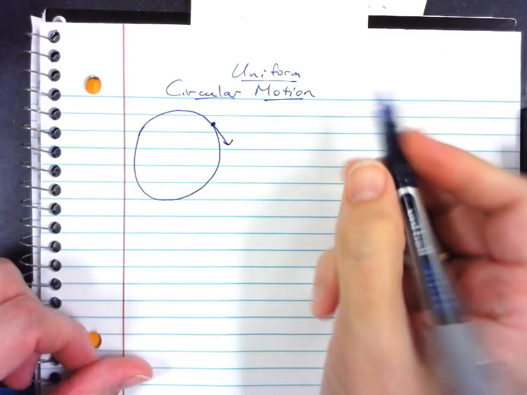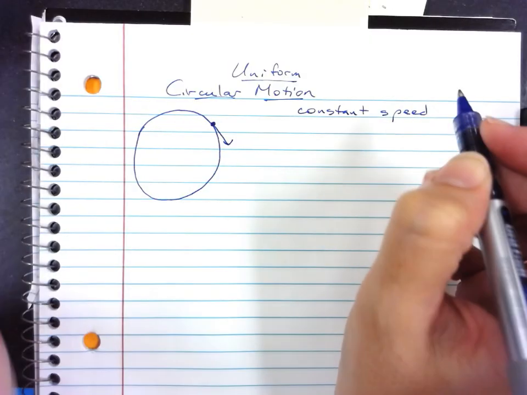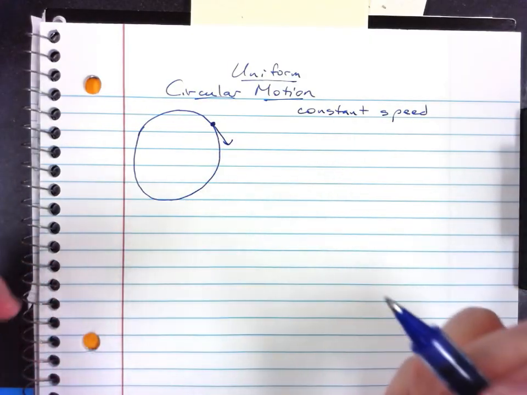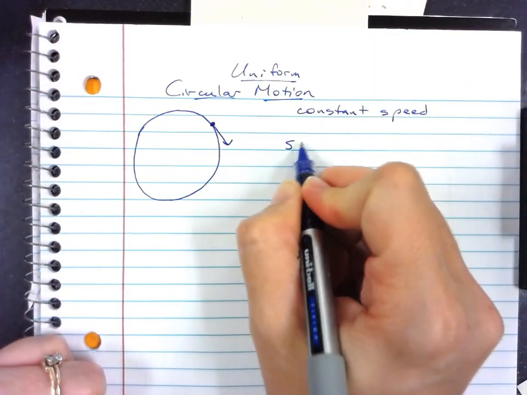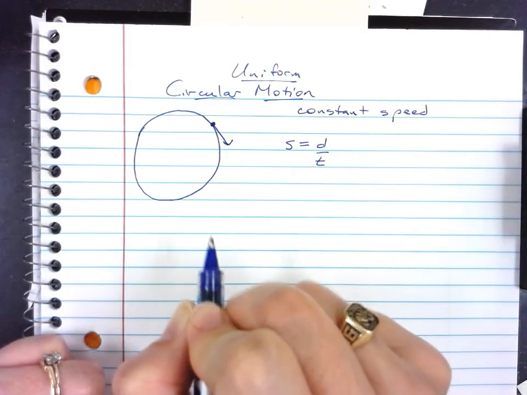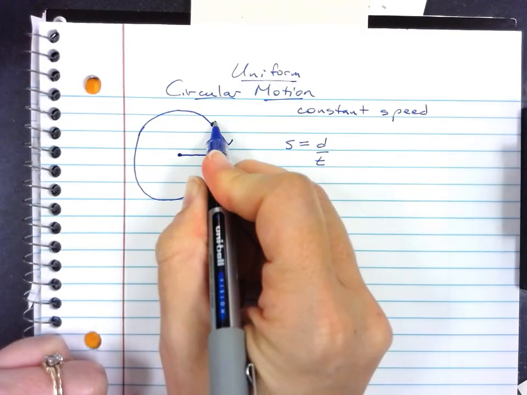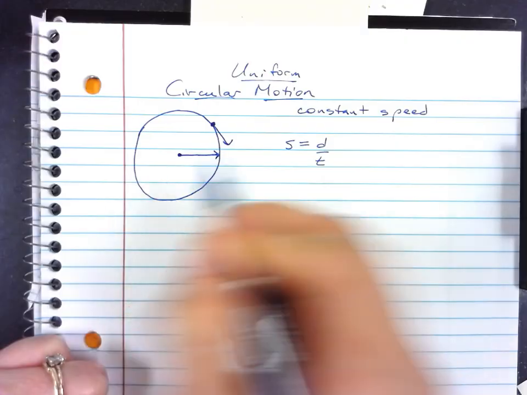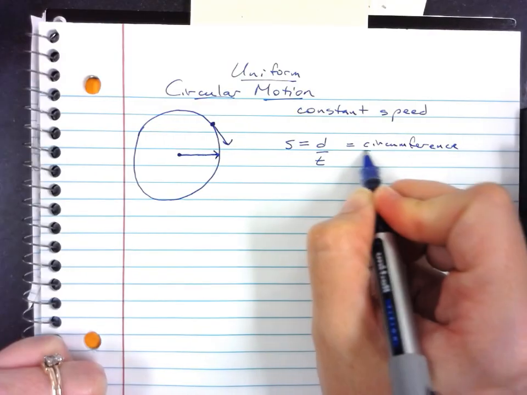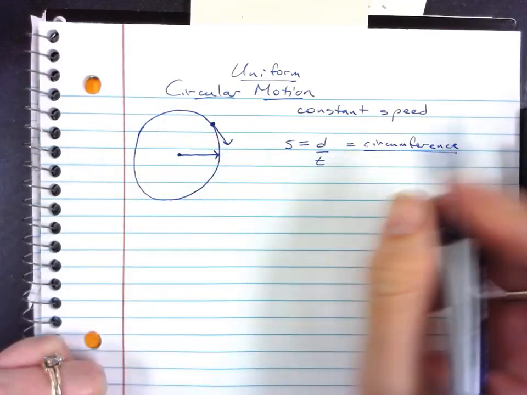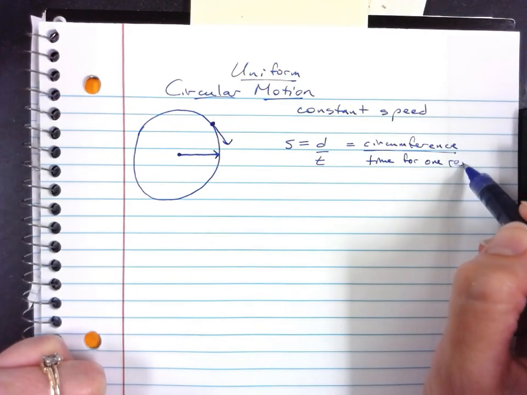Uniform circular motion means constant speed. There's no speeding up or slowing down in this particular section. We will deal with that later, but not right now. So you know the equation for speed is distance over time. For this circle, the distance that this object travels around the whole circle is called the circumference. And if we go around the circle just one time, the circumference, we need to do the time for one revolution.